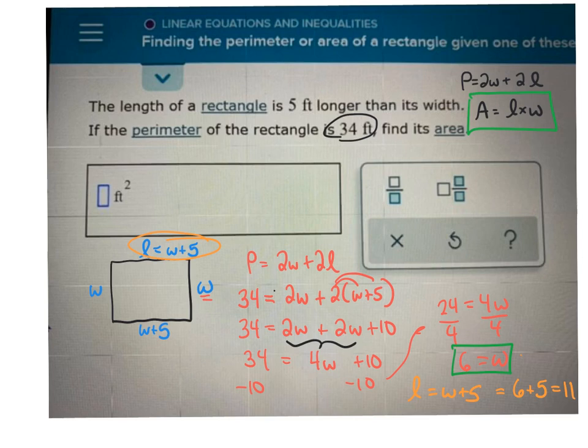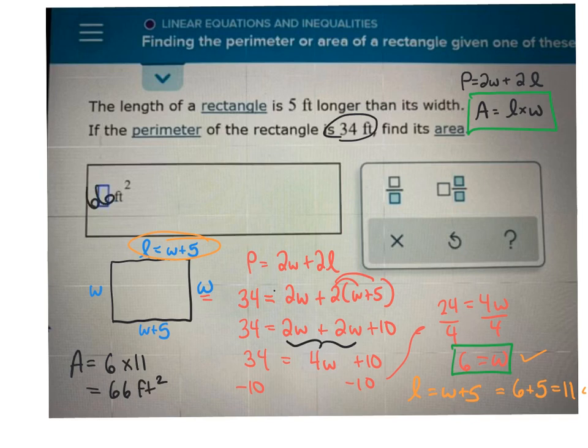So now I have my width, I have my length. So my area is simply going to be the width, which is 6, times the length, which is 11. So my area is 66 square feet. So this would be 66.